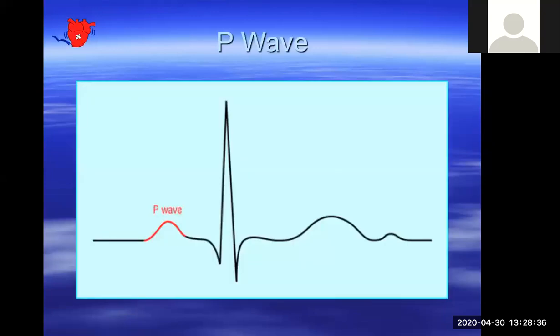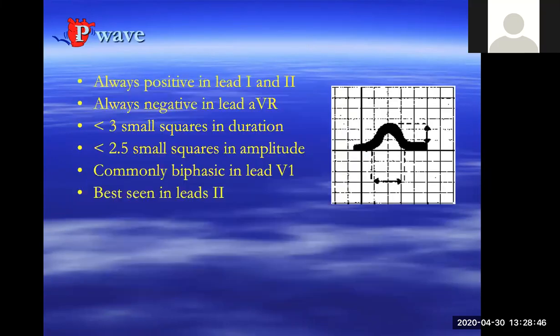Okay, let's go through the various components of the ECG. The P wave, we said, is atrial depolarization. When you look at the P wave, you need to make sure it is not prolonged. It's not wide, not more than three small squares. And it's not too high, not more than 2.5 squares high in voltage.